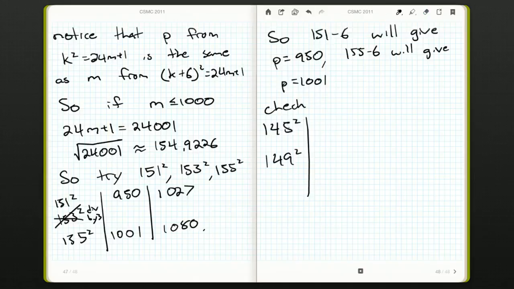So 145 squared, subtract 1 divided by 24, 876, and then add to that 148 divided by 2, we get 950. Exactly as predicted, this one will be 1001, and 149 squared, subtract 1 divided by 24, 925.